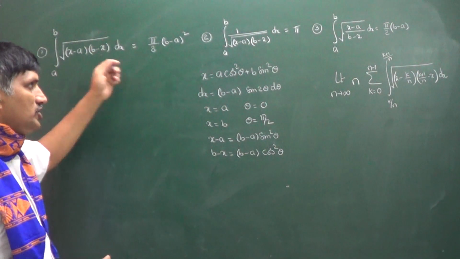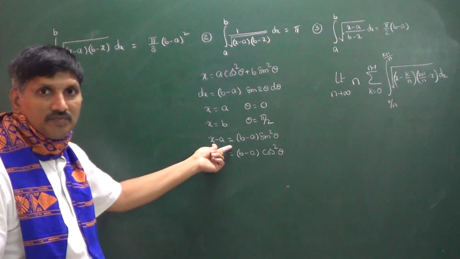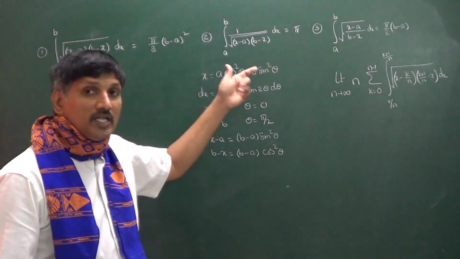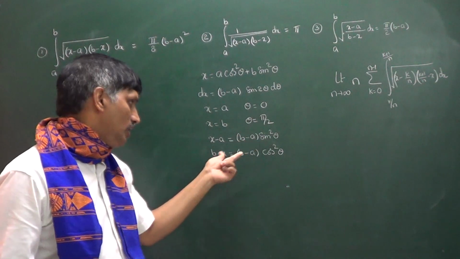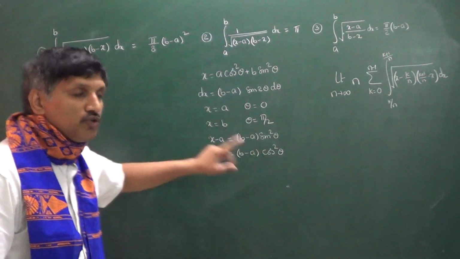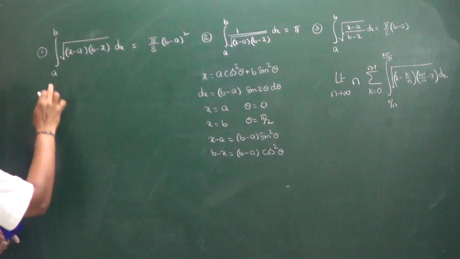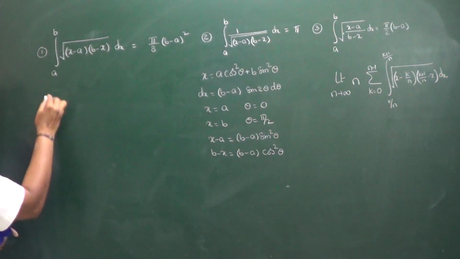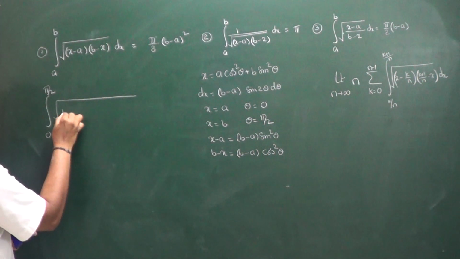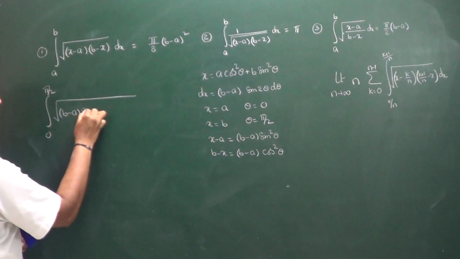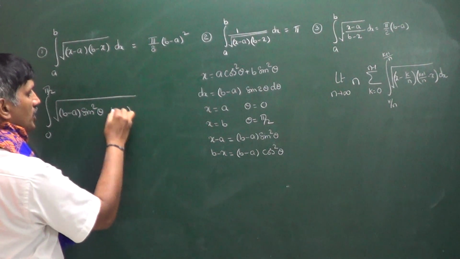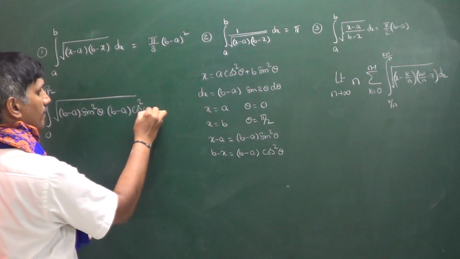Now we have x minus a is there. How is x minus a changing? X minus a changes as (b minus a) sin square theta, because this is x. Both sides subtract a, that simplification you will get (b minus a) sin square theta. Similarly, b minus x you will get (b minus a) into cos square theta. Just because of all these substitutions, this integral changes from a to b into 0 to pi by 2 into square root of, in place of x minus a we have to write (b minus a) sin square theta. In place of b minus x we have to write (b minus a) cos square theta, right?